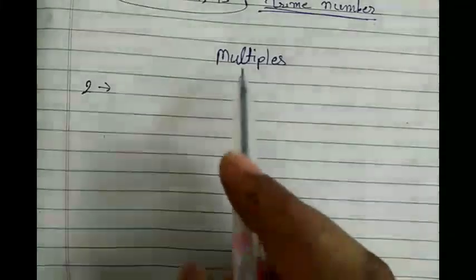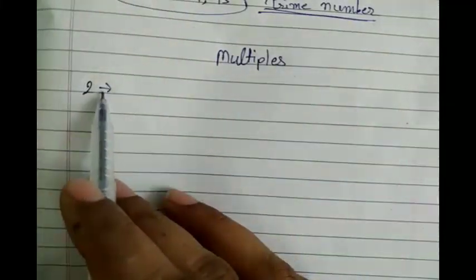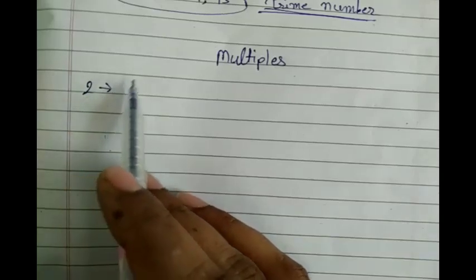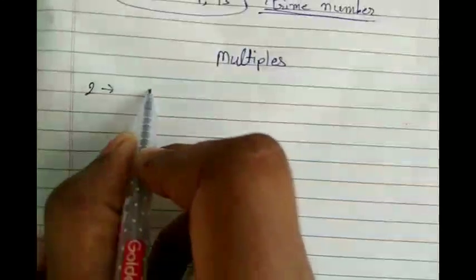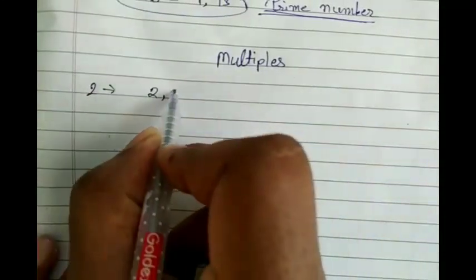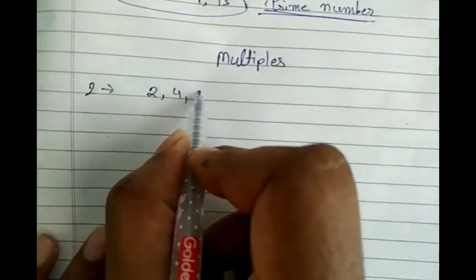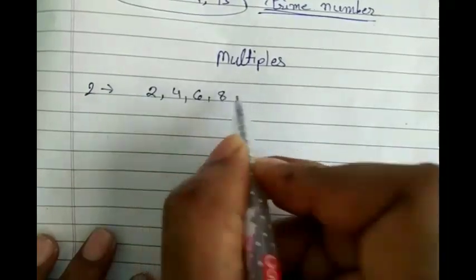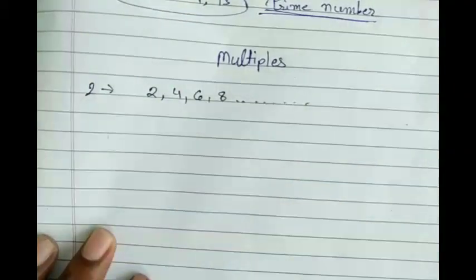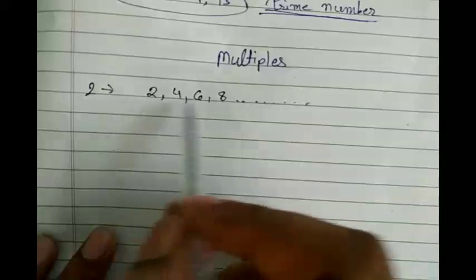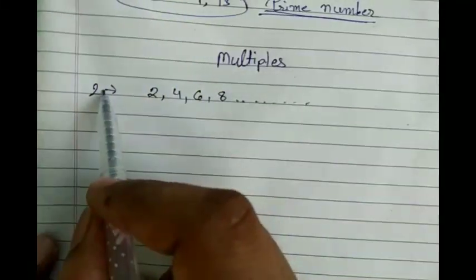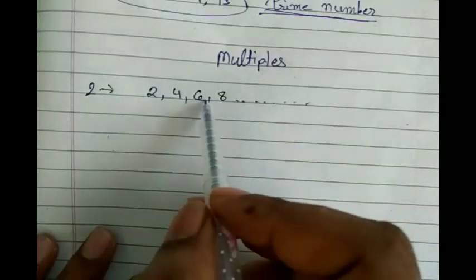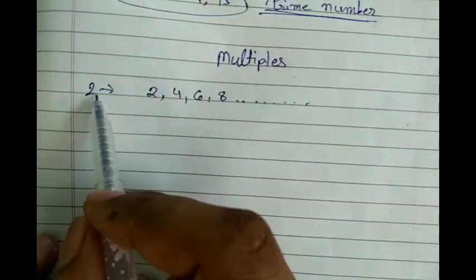Now see, our next topic is multiples. If someone tells you to write the multiples of 2, write 10 multiples of 2. Just write the table of 2. For example, 2 ones are 2, 2 twos are 4, 2 threes are 6, 2 fours are 8 and so on. The numbers that come in the table of 2 are the multiples of 2. So 2, 4, 6, 8 are multiples of 2.